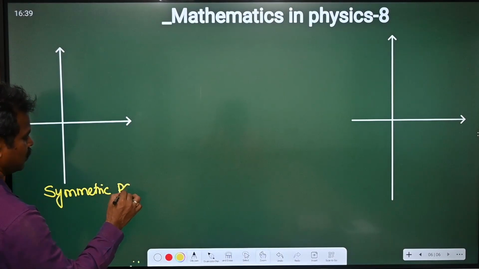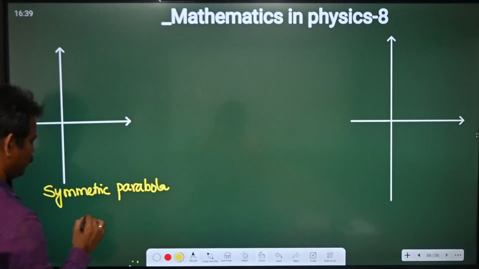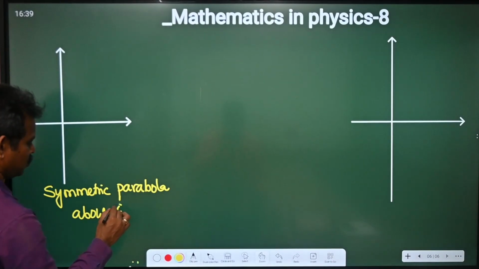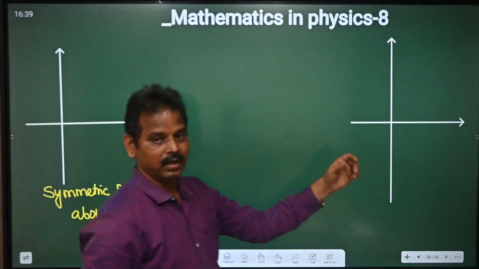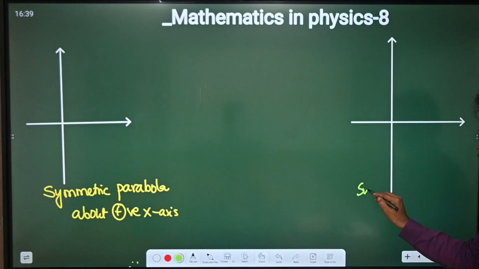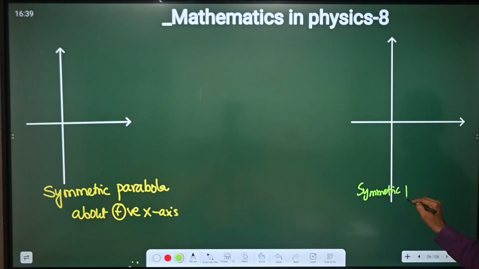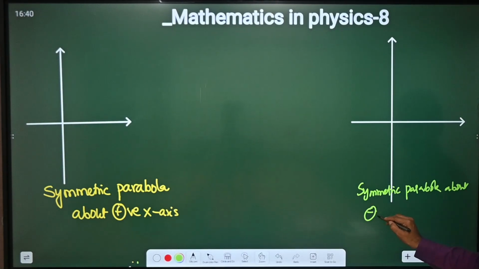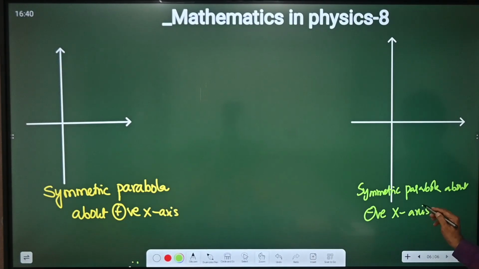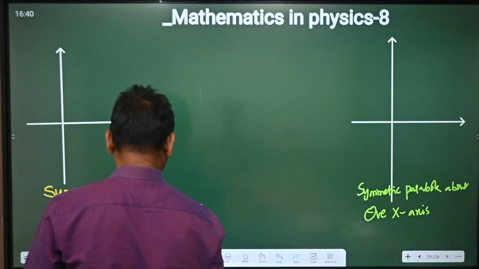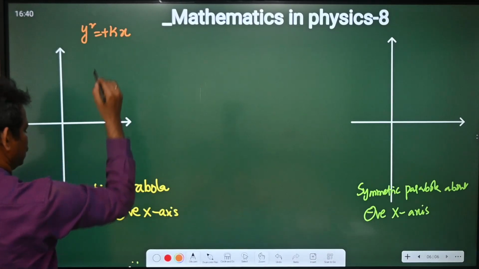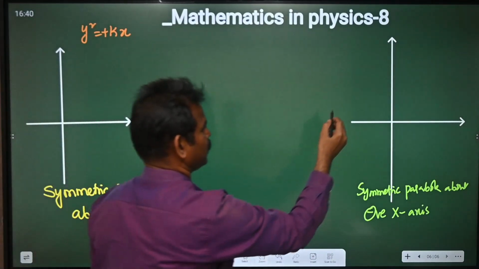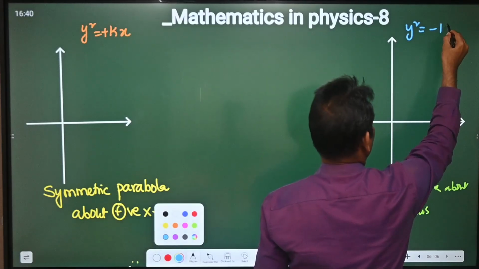Symmetric parabola about the positive x-axis, and here we will write a symmetric parabola about the negative x-axis. For these, students, the corresponding equation here is y square is equal to plus kx. For this one, y square is equal to minus kx.